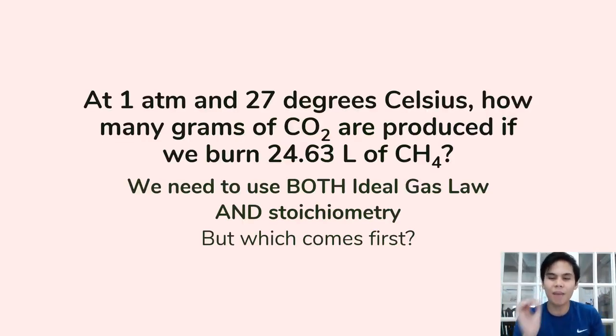So let's have an example so we can refresh our memory about stoichiometry and gas stoichiometry. So again, in this case, this is already an example of gas stoichiometry. So at 1 atmosphere and 27 degrees Celsius, how many grams of carbon dioxide are produced if we burn 24.63 liters of methane? So again, if it's a gas stoichiometry question, we need to use both ideal gas law and stoichiometry. But the question is, which should we use first?